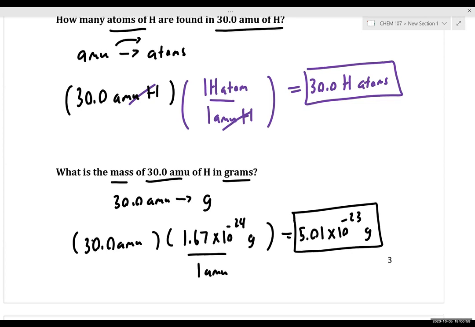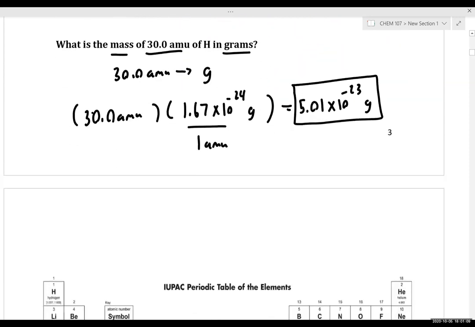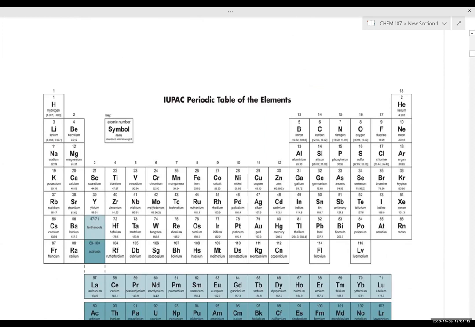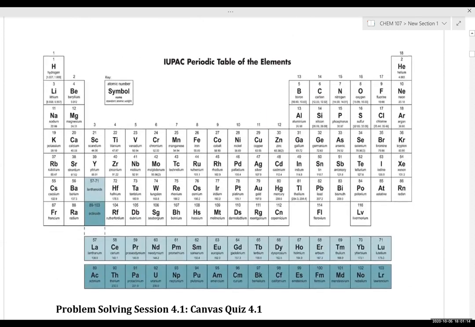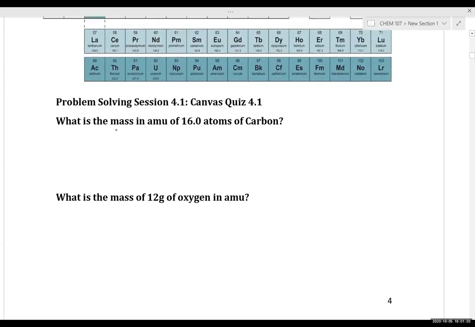So again, we're using the conversion factors of our atomic mass and the conversion factor from AMUs to grams. To make sure everyone's comfortable with this idea, I have given you a picture of the periodic table that you'll be using momentarily. I'd like you to calculate the mass in AMU of 16 atoms of carbon, and I'd like you to calculate the mass of 12 grams of oxygen in AMU. So let's work on this example for about 3 to 4 minutes, and then we'll discuss.